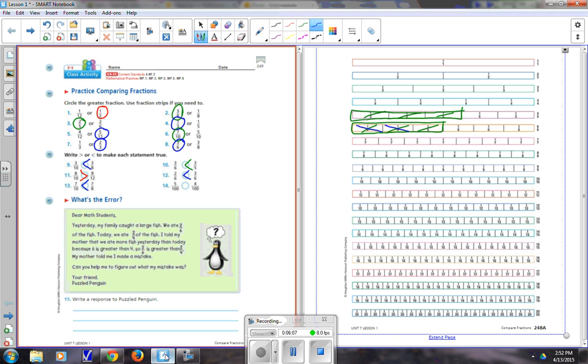5/100ths or 4/100ths? Which one is going to be bigger? I hear you saying it. 5/100ths is greater than 4/100ths.